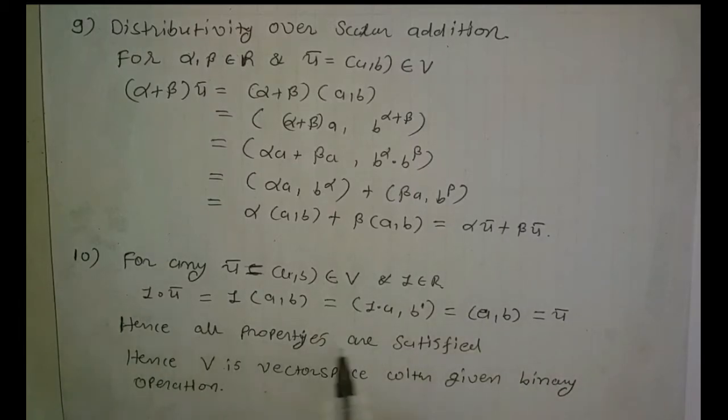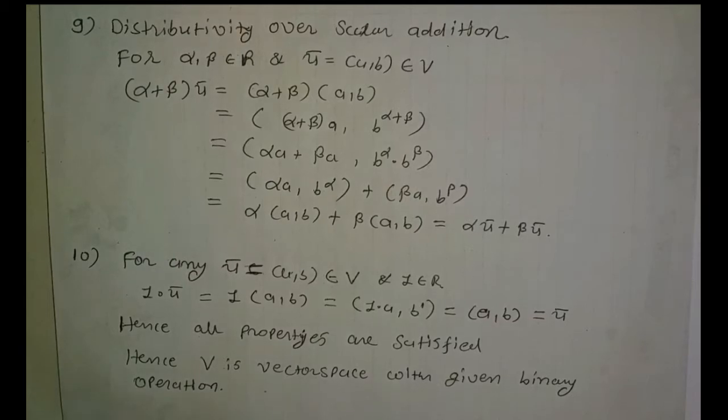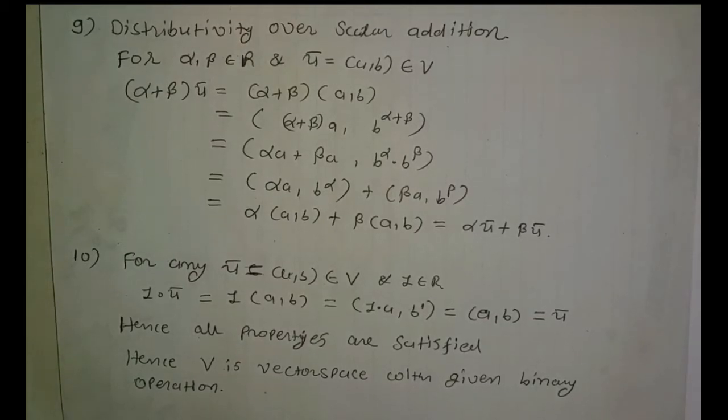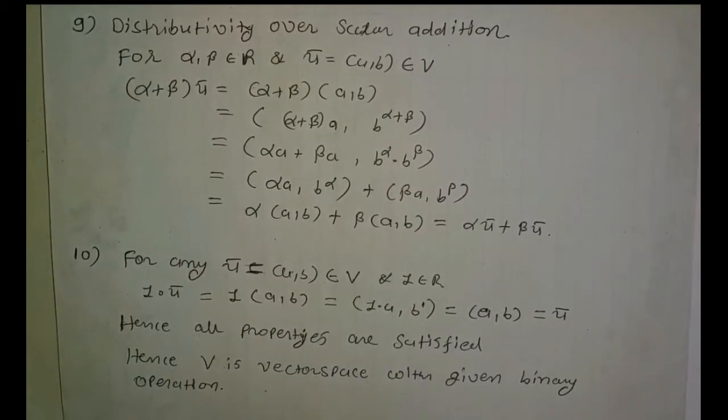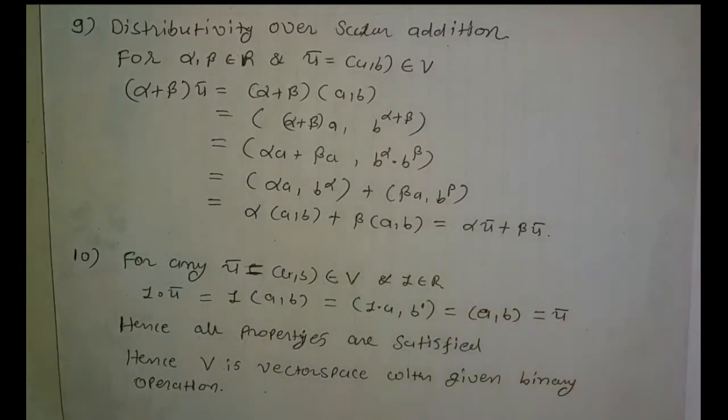So all the properties for the vector space are satisfied. So V is the vector space with the given binary operation. If we change the binary operation, then it may be possible that V is not a vector space. So this is the fourth example completed.